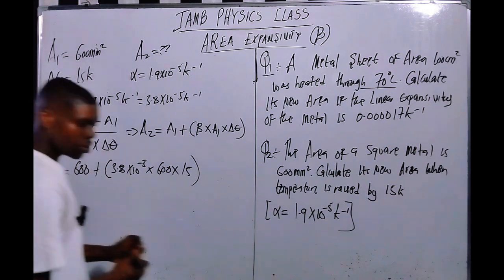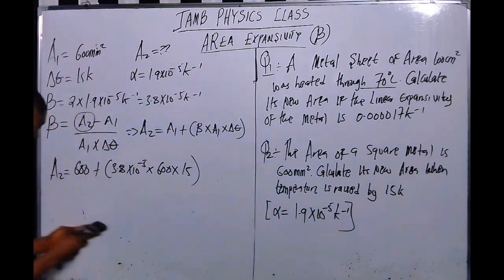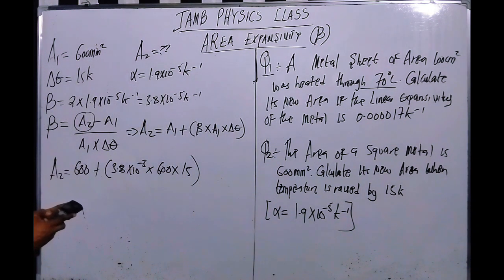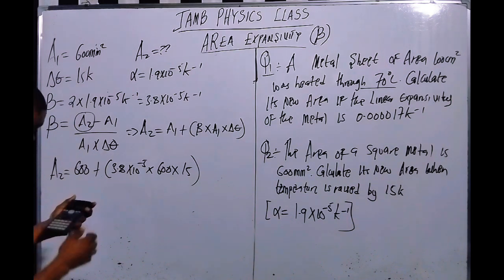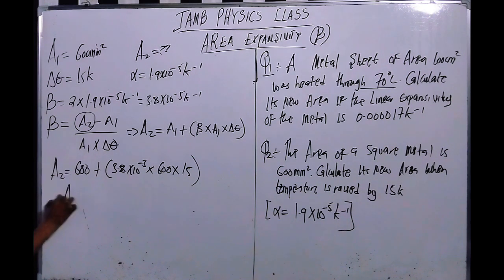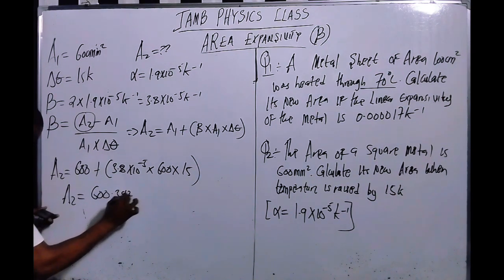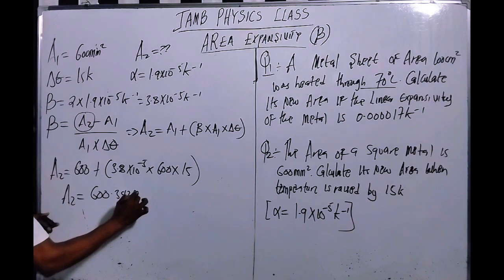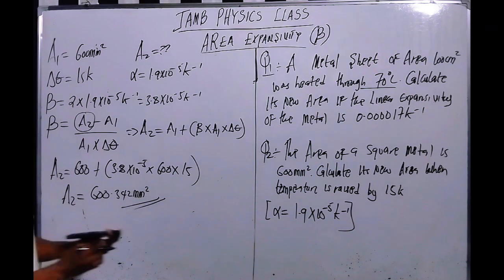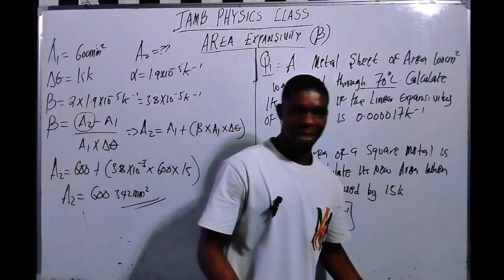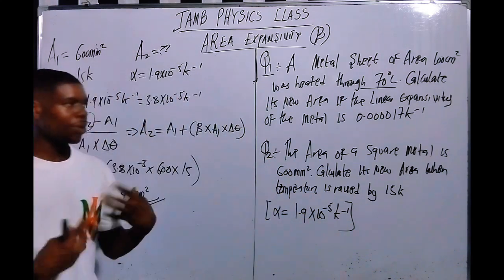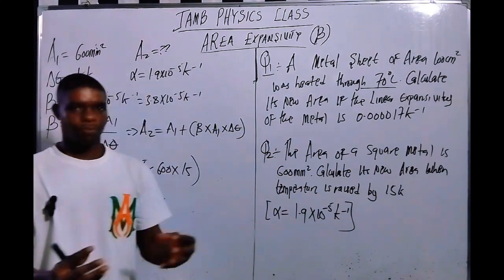Can you see that? So let's use our calculator to get our answer here. 600 plus 3.8 exponential minus 5 times 600 times 15. So you have 600.34. So here we have A equals 600.342 millimeter square. That is the answer. As easy as that, right? It's very easy. So let's see how we can solve 2 more questions before we end this class.